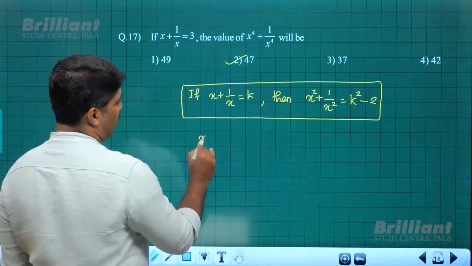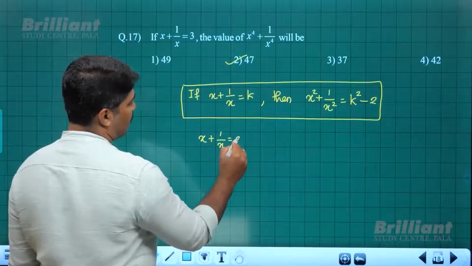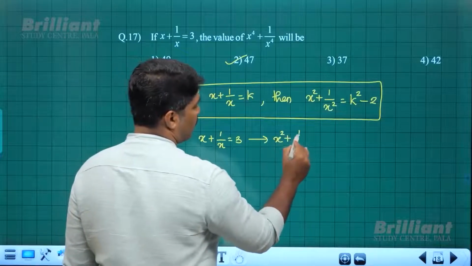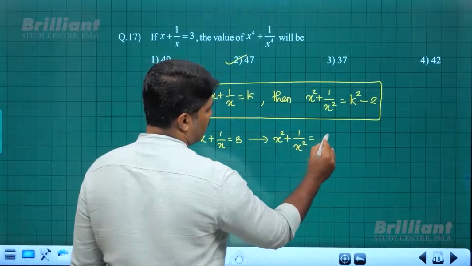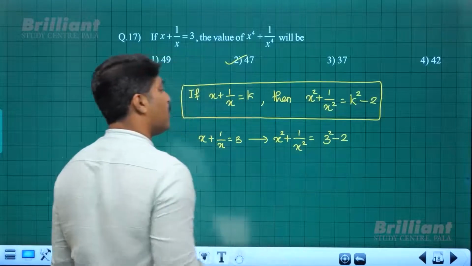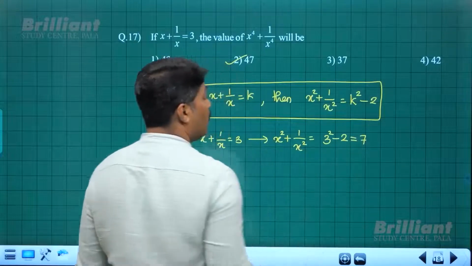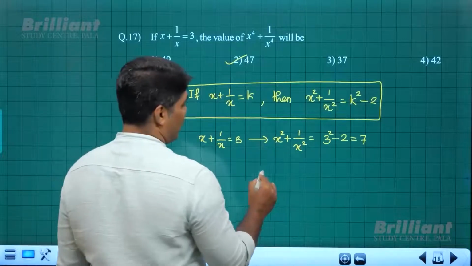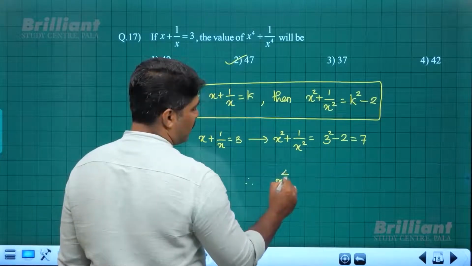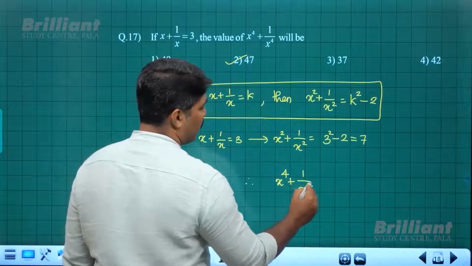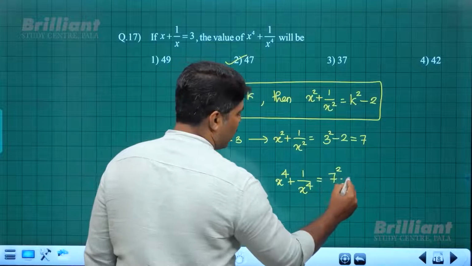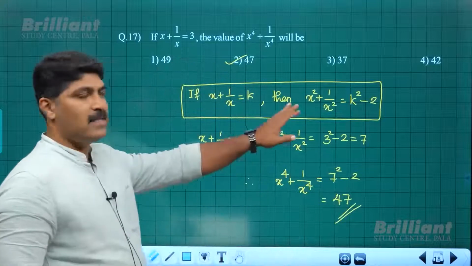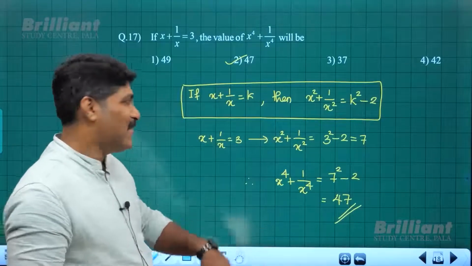While applying this result, here it is given that x plus 1 by x equal to 3. So therefore, x square plus 1 by x square is 3 square minus 2, which is equal to 7. Applying the same concept, now this is square of square, so take the fourth power. In the same concept, x raised to 4 plus 1 by x raised to 4 is again 7 square minus 2, which is equal to 47. By using this result, we can find the answer to this question easily this way.